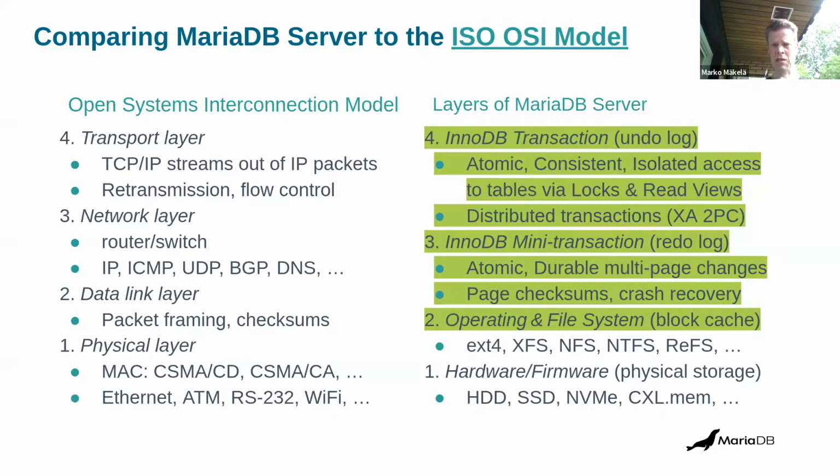So we have the InnoDB transaction layer, which uses undo logs to provide atomic, consistent and isolated access to tables. It also uses transactional logs and creates read views based on undo log records. And it supports distributed transactions. Underneath of that, we have the InnoDB mini-transaction layer, which is basically allowing atomic and durable changes to multiple data pages in a single mini-transaction.